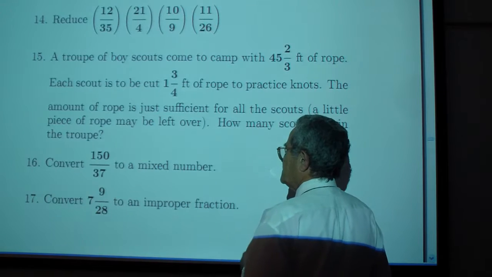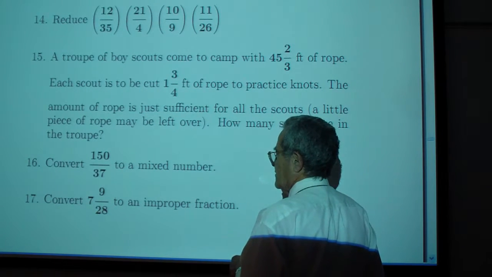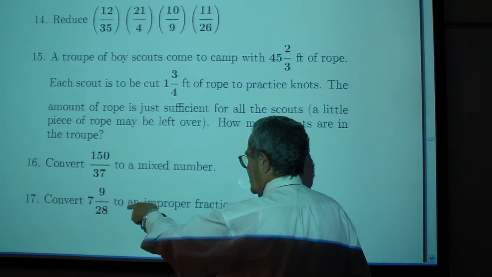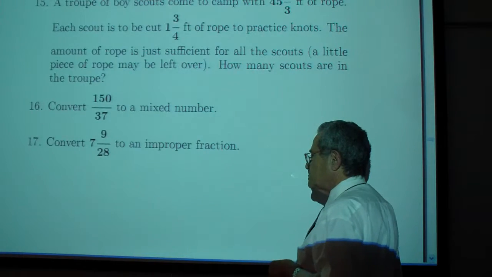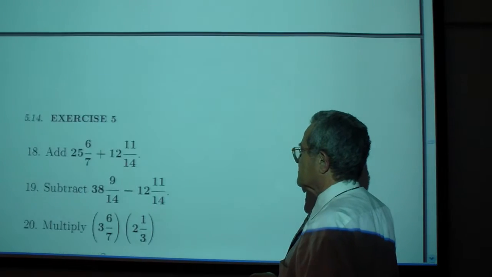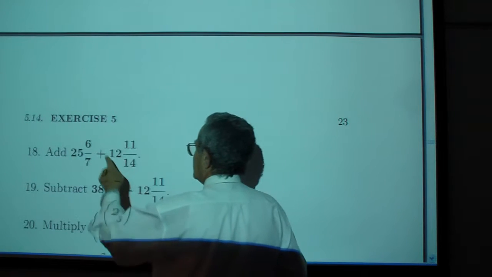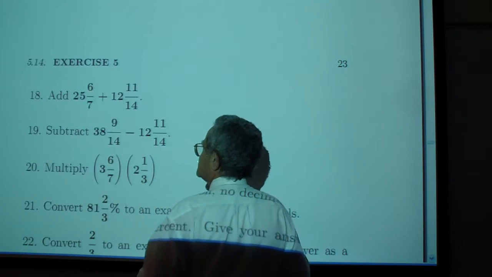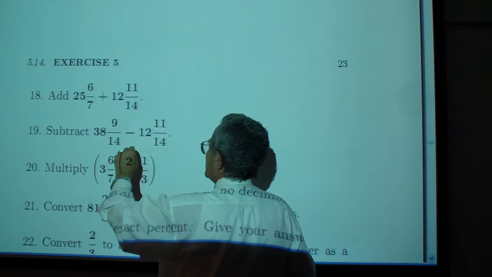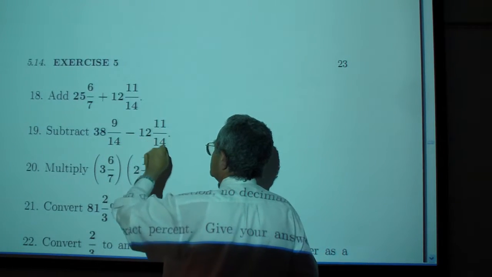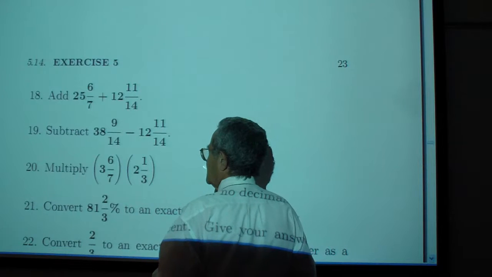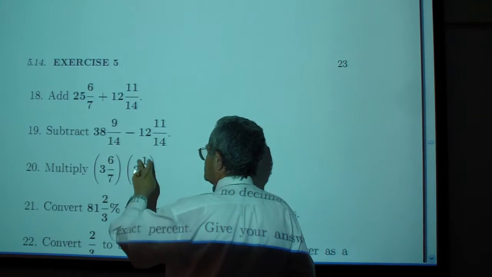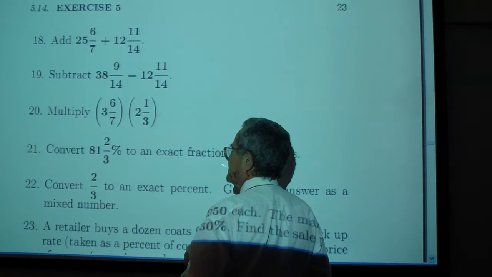Convert 150 over 37 to a mixed number. Convert 7 and 9 over 28 to an improper fraction. Add 25 6/7 to 12 11/14. Subtract 38 and 9 over 14 from 12 11 over 14. Multiply 3 6/7 by 2 1/3.